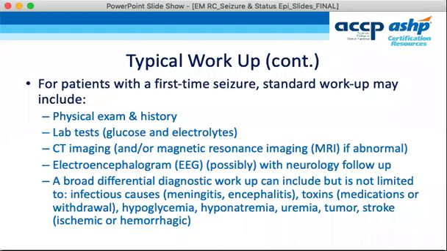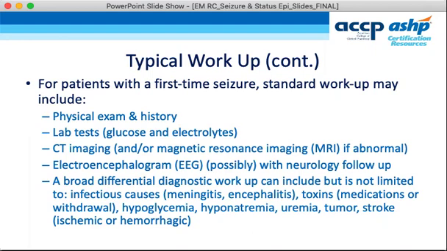For patients with a first-time seizure, our standard workup includes a physical exam and history. Typically lab tests, definitely looking at glucose to rule out hypoglycemia. And this is something we can always get as a point-of-care test if it's not done in a pre-hospital setting. And then electrolytes, especially sodium and magnesium. CT imaging, and depending on results, we can escalate that to MRI if it is abnormal. An electroencephalogram, or EEG, can possibly be done. This might not, depending on your hospital setup, be feasible in the ED, but this could be done either in an observation, inpatient, or outpatient setting, certainly with neurology following up on that.